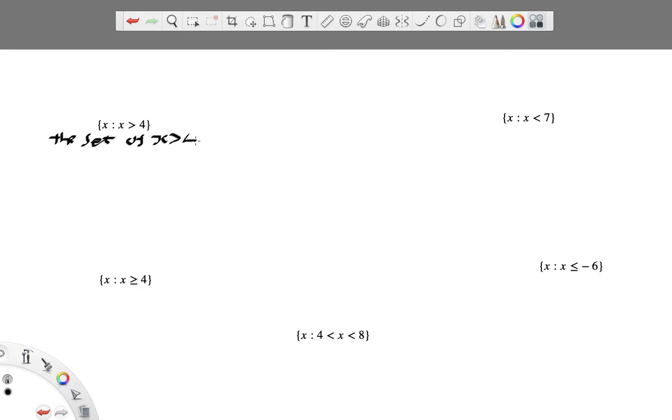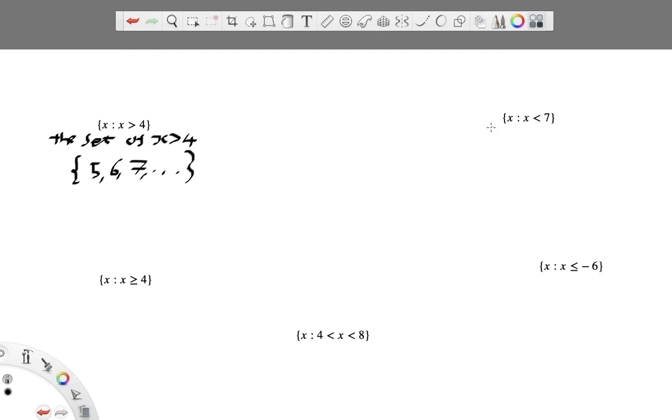If we think about the integers of that set, what integers are greater than 4? 5, 6, 7, 8. So the numerical answer would be 5, 6, 7, and so on. We could just write dot, dot, dot.